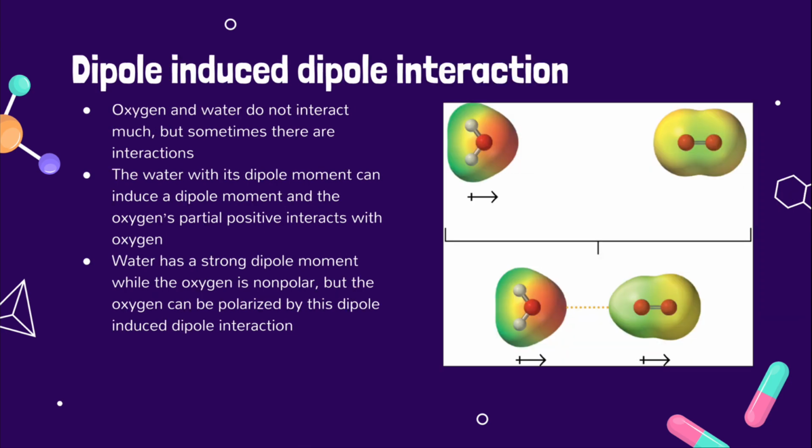Dipole-induced dipole interaction. Oxygen and water do not interact much, but sometimes there are interactions. The water, with its dipole moment, can induce a dipole moment, and the oxygen's partial positive interacts with oxygen. Water has a strong dipole moment, while the oxygen is nonpolar, but the oxygen can be polarized by this dipole-induced dipole interaction.